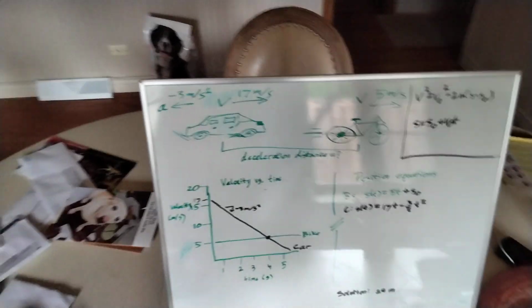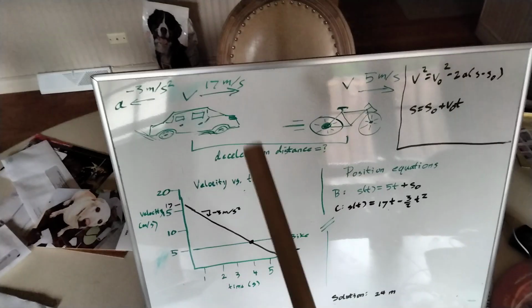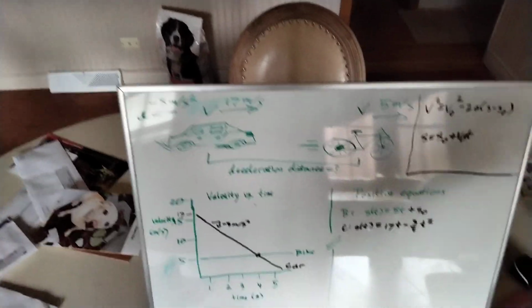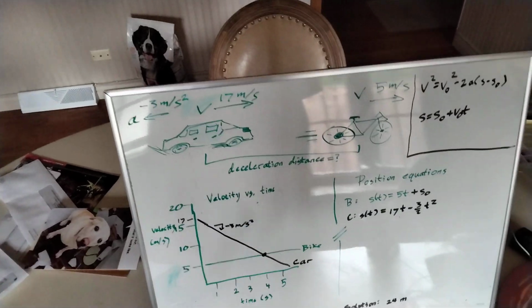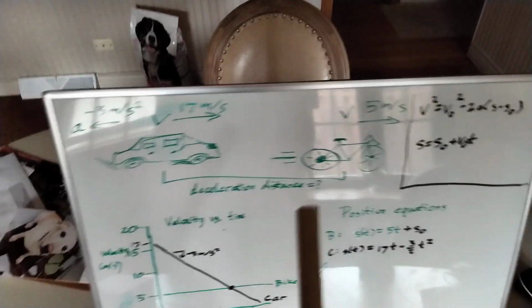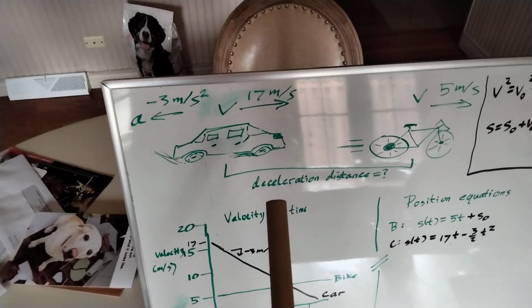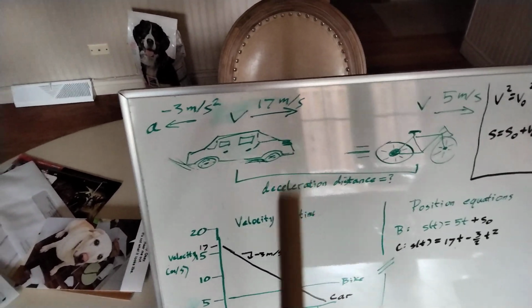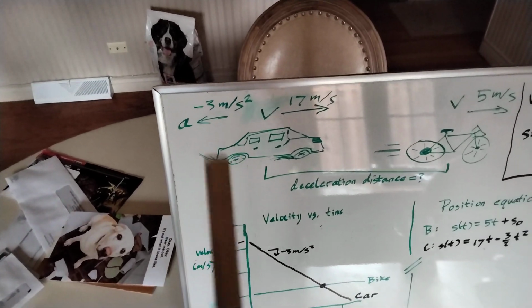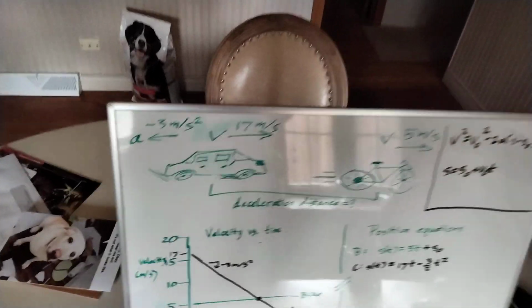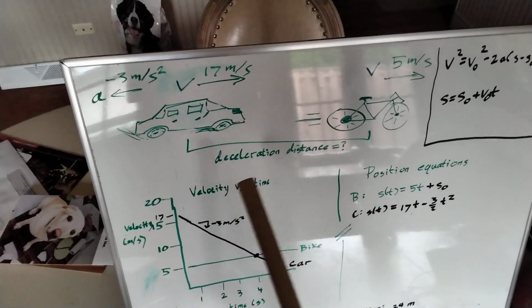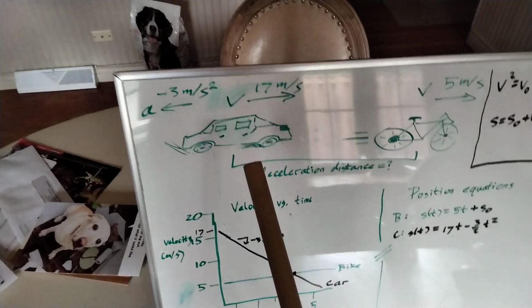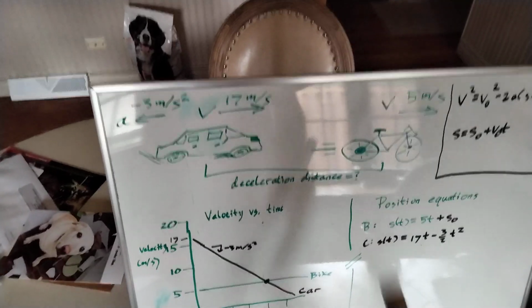My problem, or my situation, is two vehicles are traveling along the same road, a bicycle and a car. The bicycle has a constant velocity of 5 meters per second, and the car has an initial velocity of 17 meters per second and decelerates at a rate of -3 meters per second squared. The question is, what is the minimum deceleration distance so that the car never hits the bicycle?